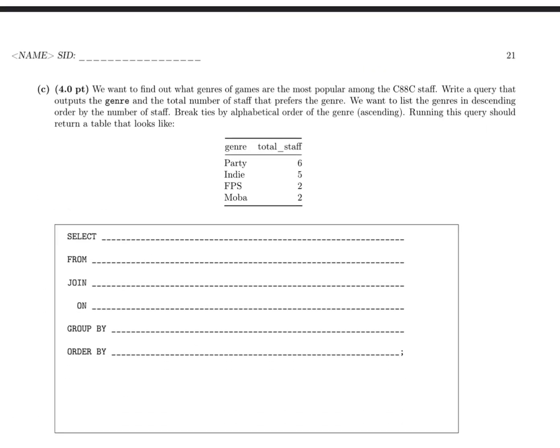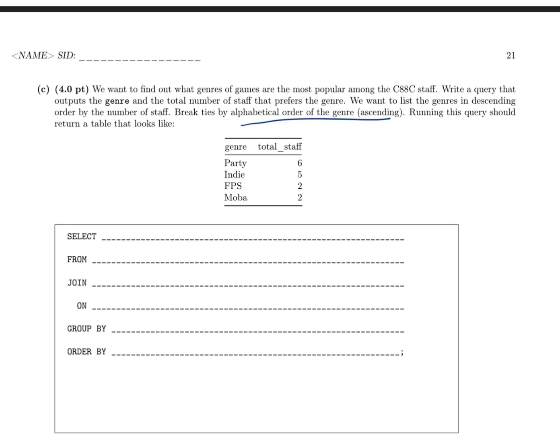Moving on to part C. Now we have to find which games are the most popular among the staff. To do this, we want to join the staff and games tables using fav game equals name again. And then we want to count how many staff members favor each game, and then group the results by the genre of the game. Then we want to sort the result in descending order of popularity, and if there's a tie, break the tie by alphabetical order.